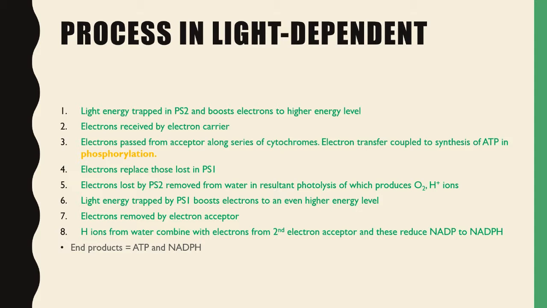So essentially, in photosystem 2, the electrons that are lost make ATP in phosphorylation, and they also make water, but it is then going through photolysis, which produces O2 and hydrogen plus ions, and these hydrogen plus ions combine with electrons to form NADPH, reduced from NADP. So at the end of the light dependent stage, you have ATP and NADPH.